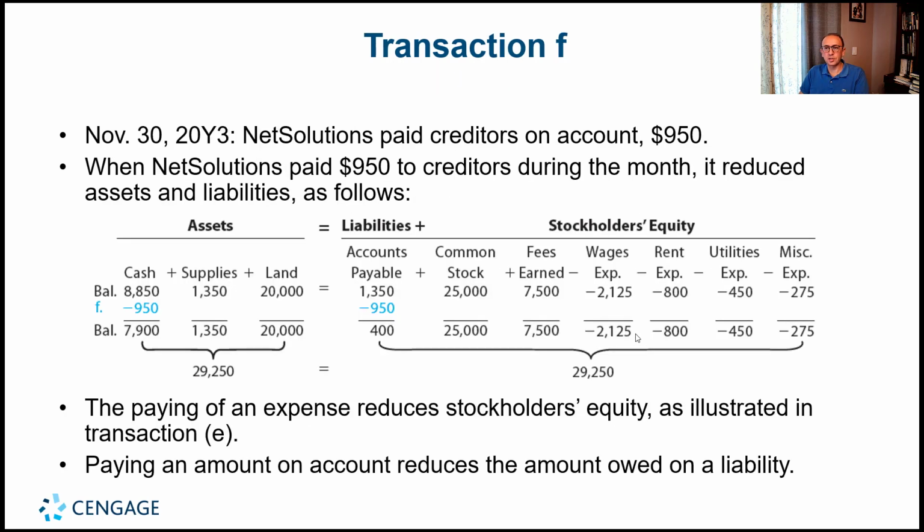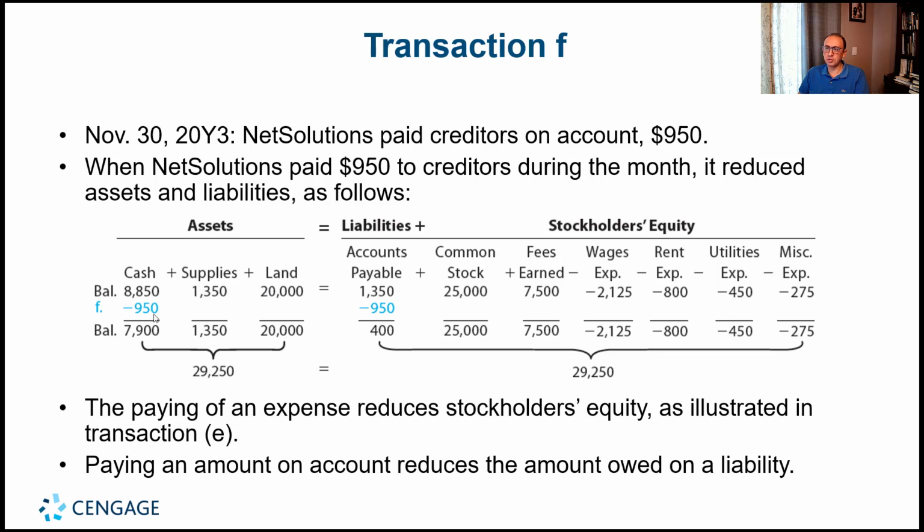Now let's see transaction F. On November 30th, Net Solutions paid creditors on account $950. They paid creditors, people we bought supplies from in the past. Now we are going to pay them, so we don't owe them this amount anymore. But remember, we bought the supplies for $1,350. We didn't pay the whole balance. We only paid $950, so that left $400. And remember also that was paid using cash.